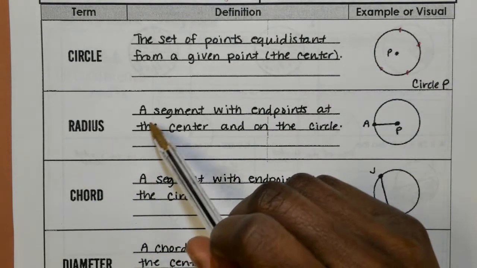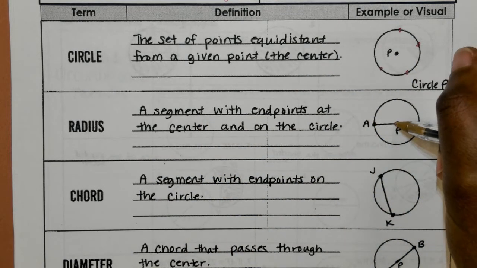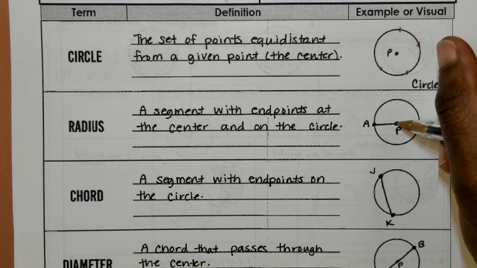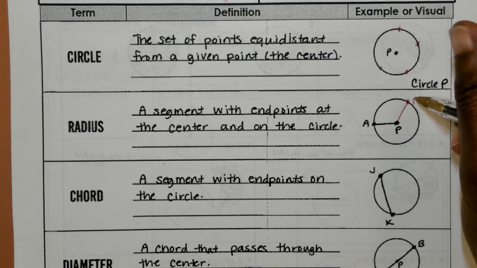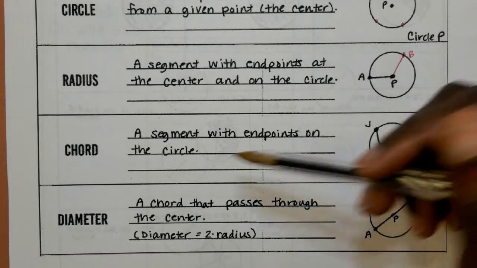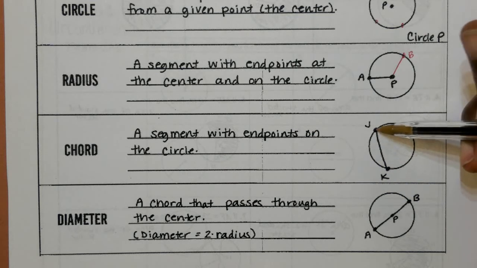A radius of the circle is a segment with its endpoints at the circle's center, so P, and then on the circle. So it can be any segment whose endpoints are at the circle center and then on the circle. So PB would also be a radius. A chord is a segment with endpoints on the circle. So both of the endpoints for the chord land on the circle.